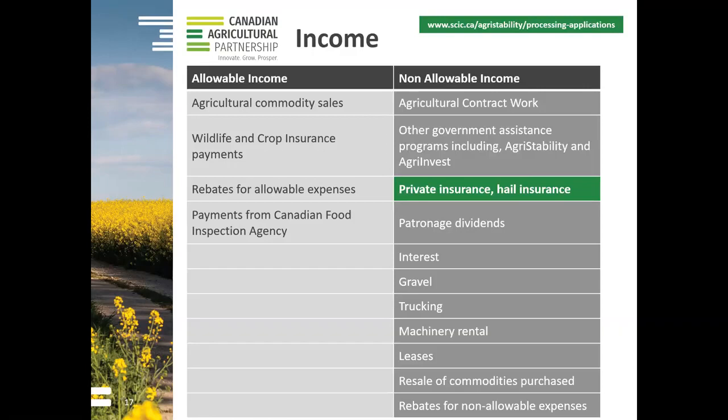So it would actually inflate the producer's income and take them further away from a benefit. In 2020, it was announced that those payments or indemnities that would be received would be removed from your allowable income. So it would help producers who are in a benefit situation to receive that benefit.